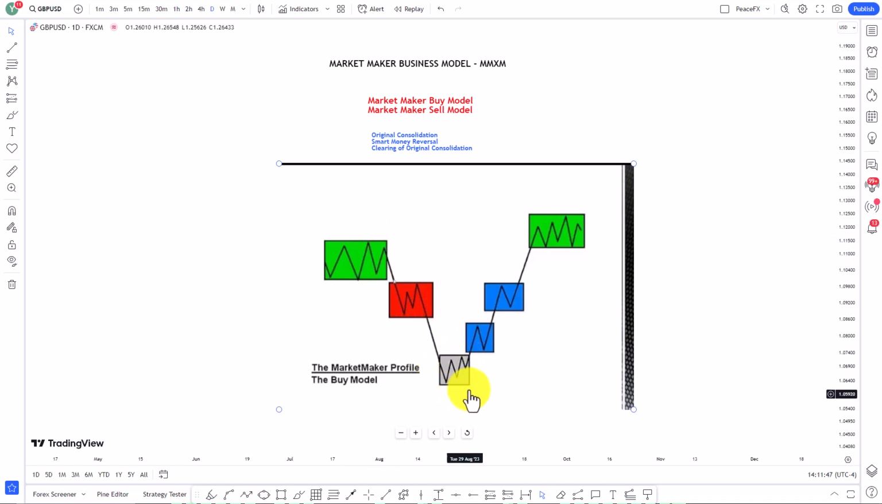Now, at this particular smart money reversal, for better extra confidence, you can use the smart money divergence technique to compare the lows for bullish divergence, but it's not a must. But if it's there, it's highly probable that you'll be on the buy side of the curve with the anticipation that the market will clear this particular original consolidation.